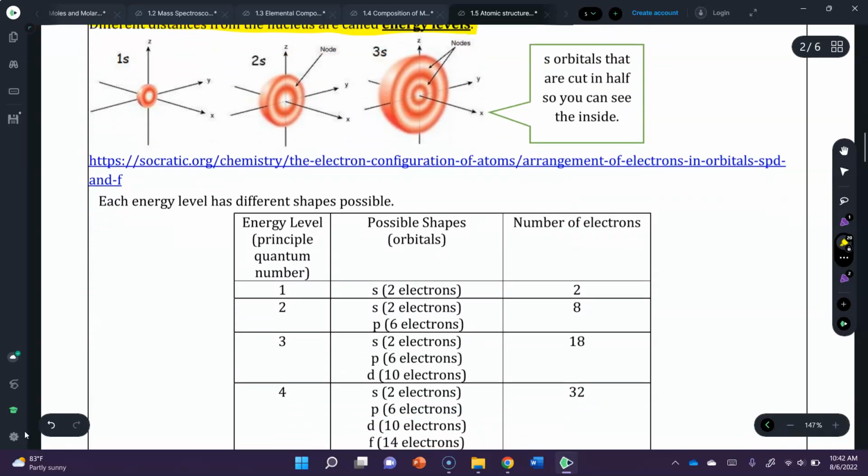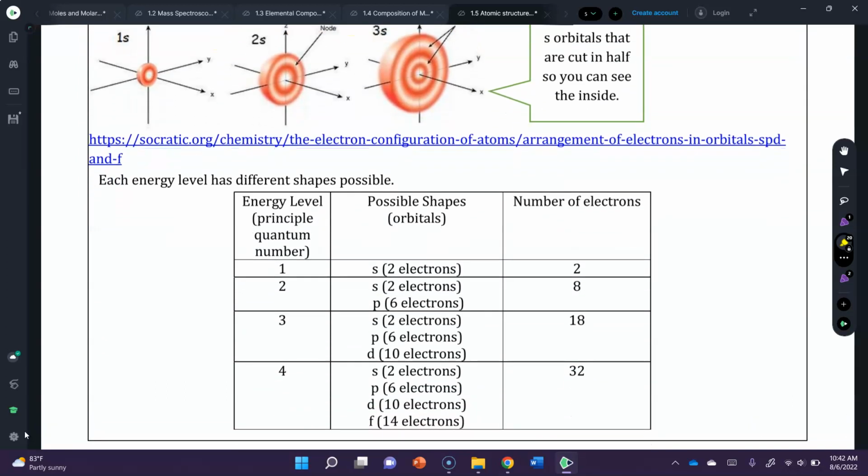So electrons are quantized. Remember, Bohr kind of defined that by looking at the spectrum of various elements and seeing what colors it emitted, and that it didn't emit the full spectrum, but it emitted very specific quantized color bands. So electrons have quantized energy. Each energy level has different shapes that are possible, and so when we have principal quantum level here, or your period number, you have different orbitals that can be present.